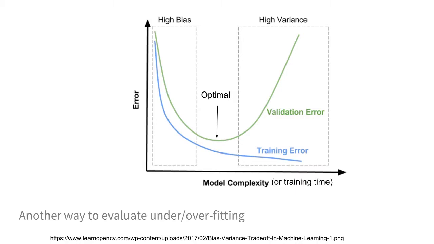And so the middle is, of course, the sweet spot. That's where we want to be, where the validation error is the lowest, but the training error is not necessarily the lowest, just good enough.